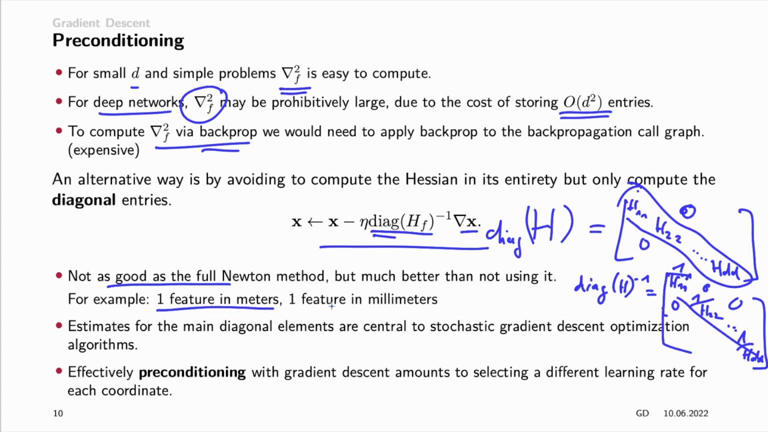For example, say we have a two-dimensional problem and we're doing an optimization where we have a weight corresponding to one feature x1 in meters, and we have our x2 in millimeters, then already small steps in x1 would change the problem a lot, and you need large steps in x2.